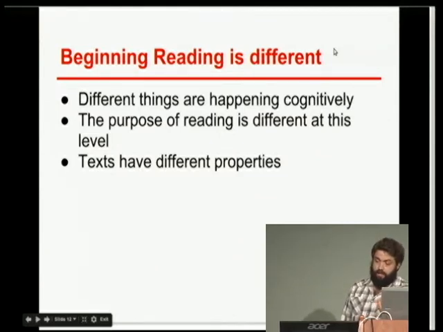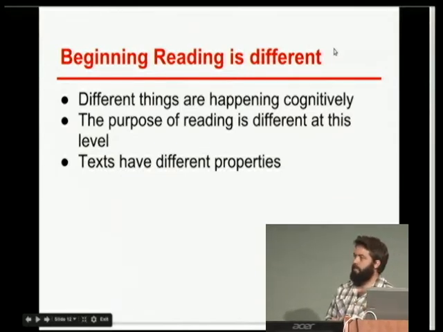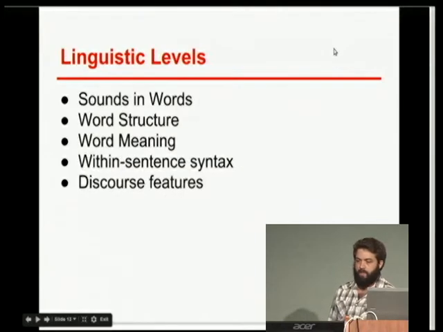The other thing, and this is related, is that the purpose is different. Sure, it's to get information and read stories and stuff like that, but it's also to learn how the language works. What are the patterns? What are the rules? And so texts have different properties to support these different purposes. We want to make sure that we address those properties when we develop our measurement models.